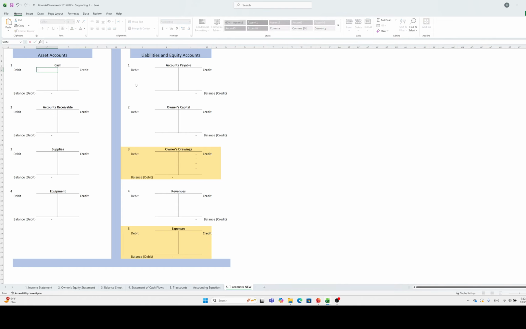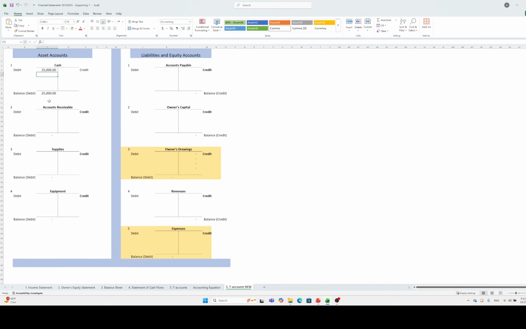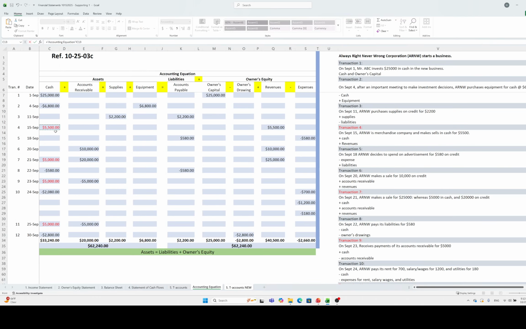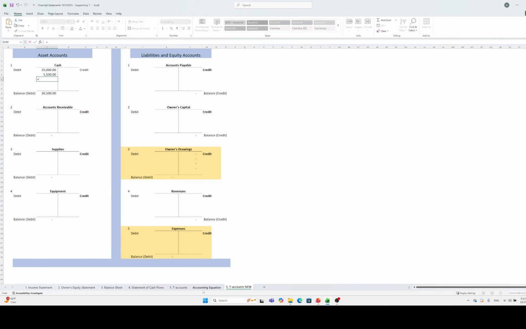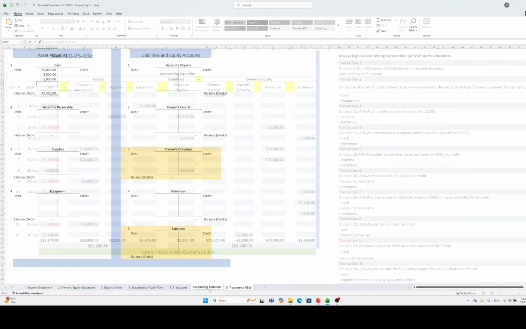Let's do the cash first. There are two ways to do it. You can do it manually, or you can also use the basic skill of Excel with copying the right value in the right place. So anything that's positive, we bring it on the debit side of the cash, and anything that's negative, we bring it on the credit side. So remember, debit increases cash and credit decreases cash.